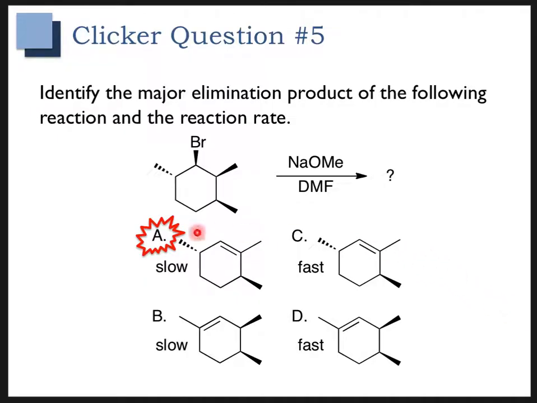Okay, so hopefully you got answer A here. Answer A is indicating that this is a slower reaction, right? And that the product here is formed between these 2 alkenes. So let's quickly go over how we got to this answer. Okay, so I'm going to draw in the numbers here so you can see what's happening.